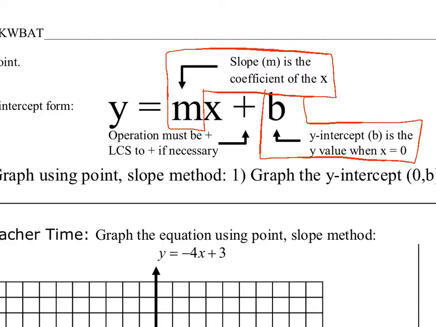So, one thing we also notice about this, it's y equals mx plus b. Y equals mx minus b doesn't count. But what can we do if we have a subtraction and we want it to be an addition?